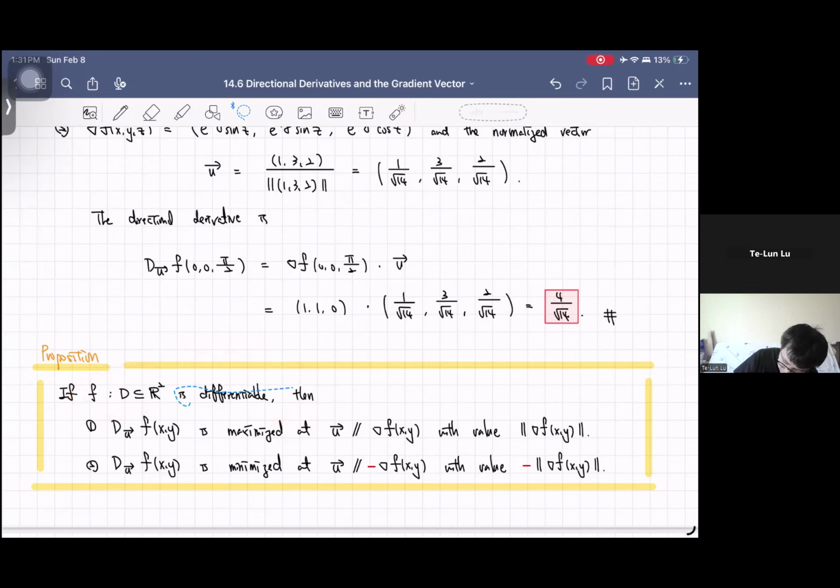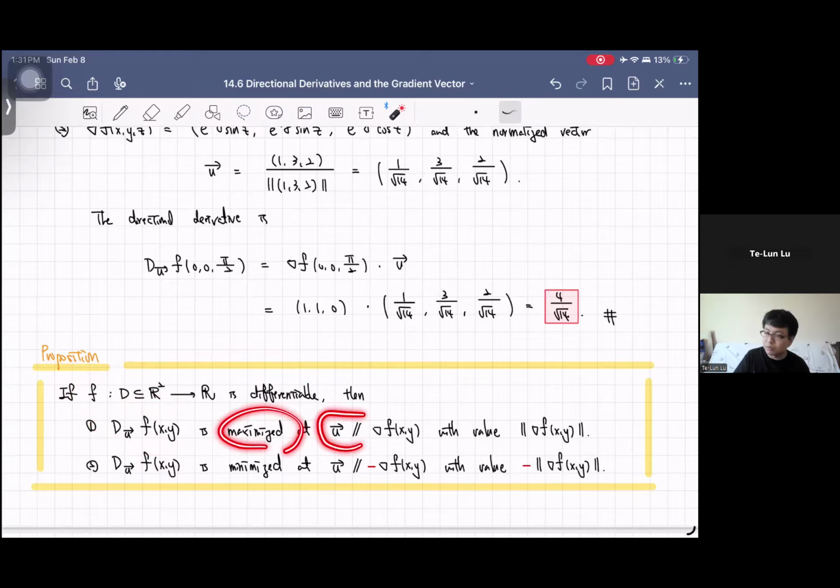again, I forgot to put an arrow here. I don't know why. Things just happened. So it is a two-variable function, and it is differentiable. And we claim that the directional differentiation is maximized whenever u is parallel to the gradient.